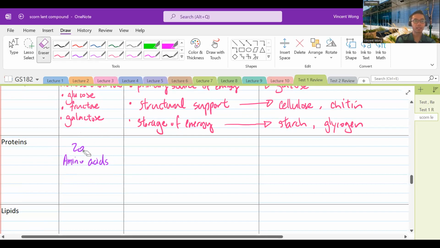20 amino acids. 8 of them are essential. You need to eat them. Your body cannot make them. The other are non-essential. So function for proteins, structural support again.